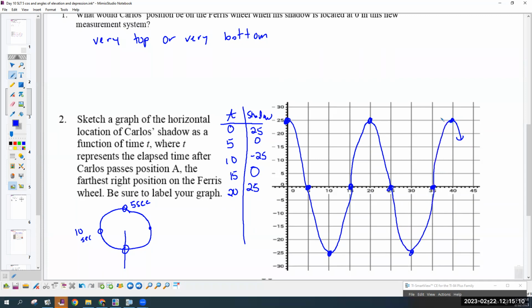There we go. Okay. So be sure to label our graph. This is the shadow length. And this is time in seconds.